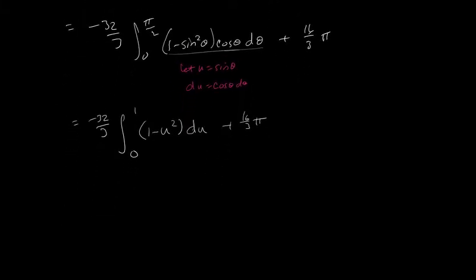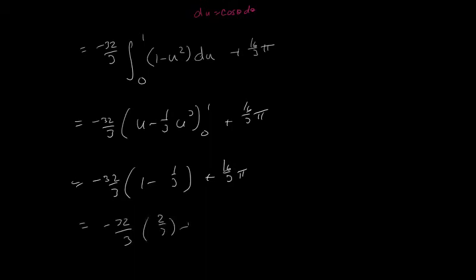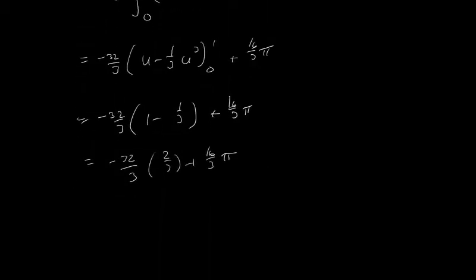All right, so let's integrate. This is negative 32/3 times u minus, add 1 and divide, 1/3 u cubed, evaluated from 0 to 1, plus 16/3 pi. So this is negative 32/3 times 1 minus 1/3 minus 0, since plugging in a 0 for u gives us a 0, plus 16/3 pi. So 1 minus 1/3 is going to be 2/3, plus 16/3 pi. This comes out to be negative 64/3 plus 16/3 pi.